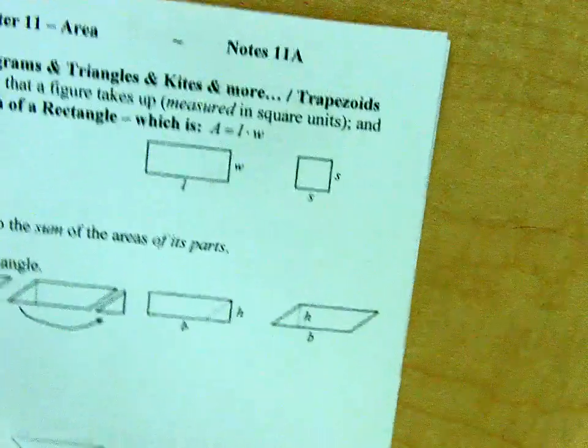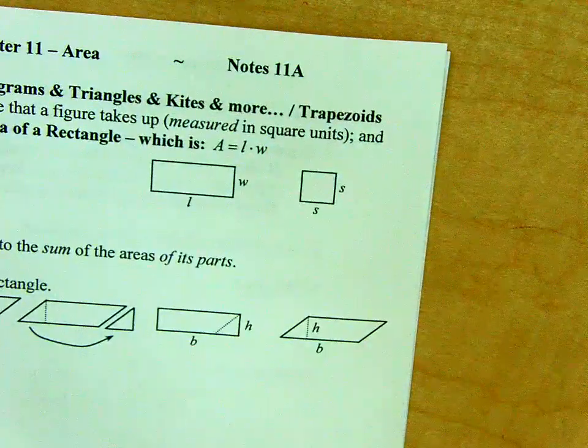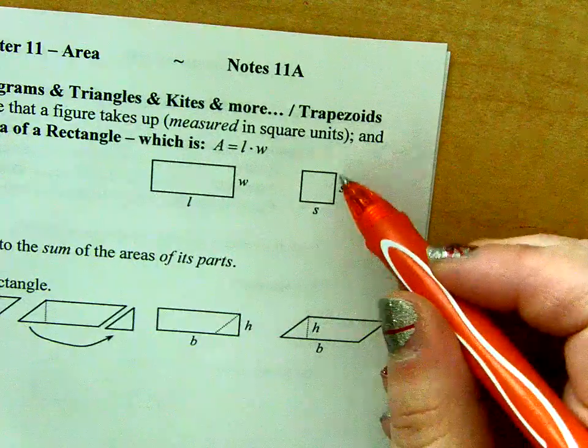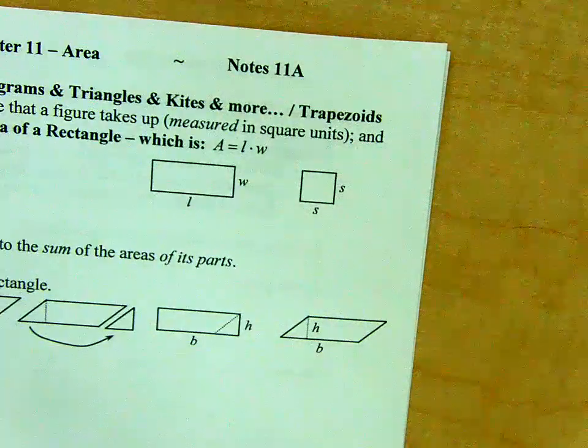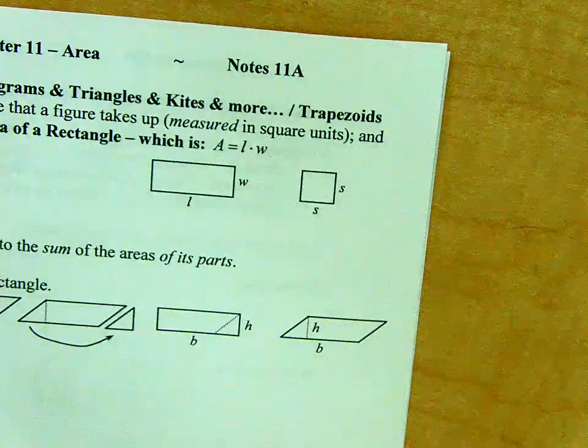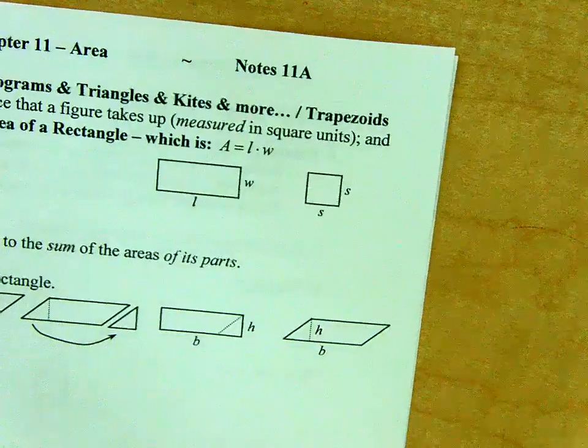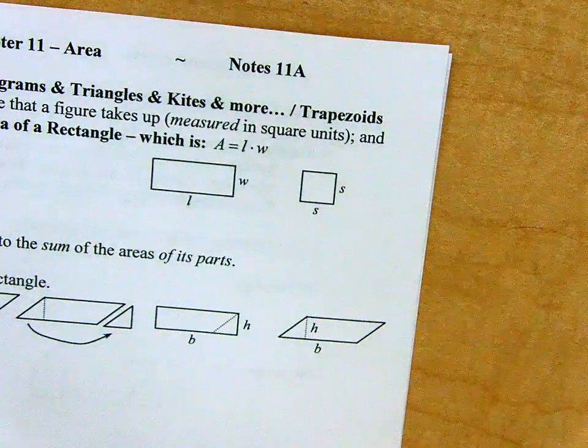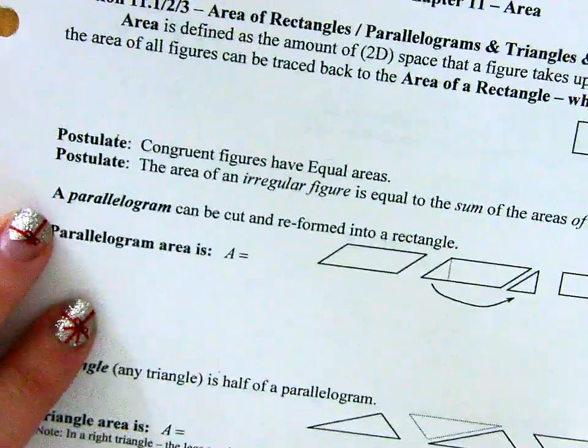And a square is a type of rectangle, but since both sides are the same, you can just say S times S, which is the same thing as side squared. So it doesn't matter. It's all the same thing. Okay? All right. We have a couple postulates here.